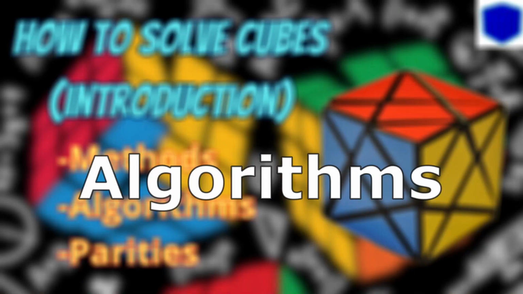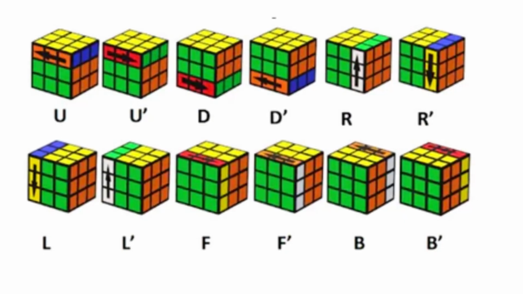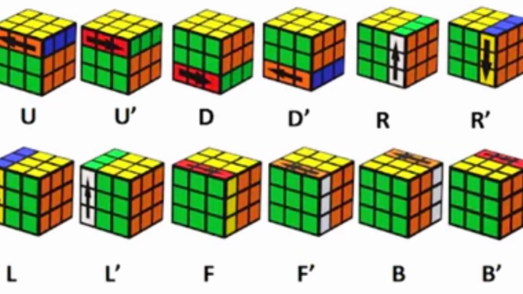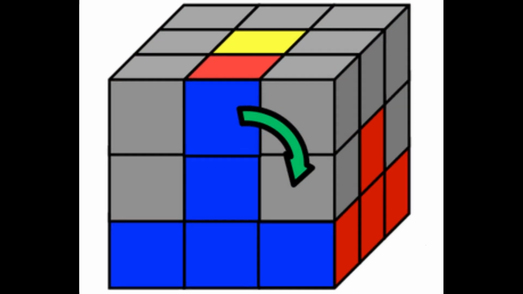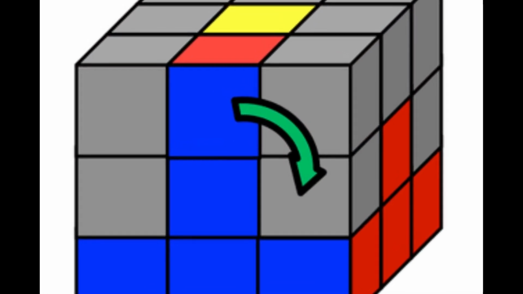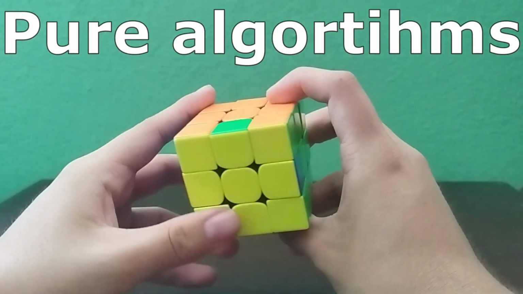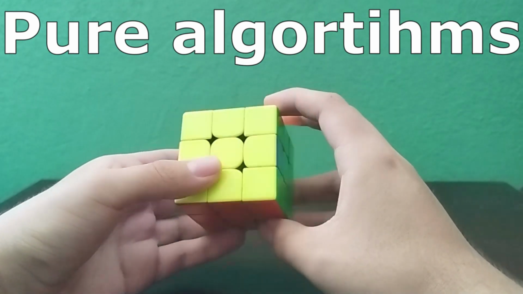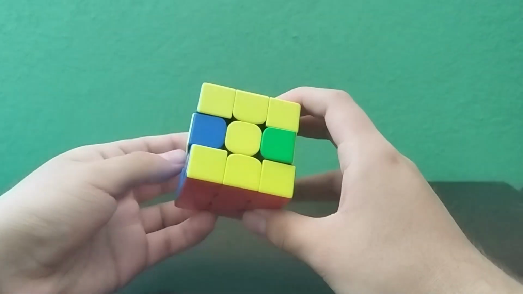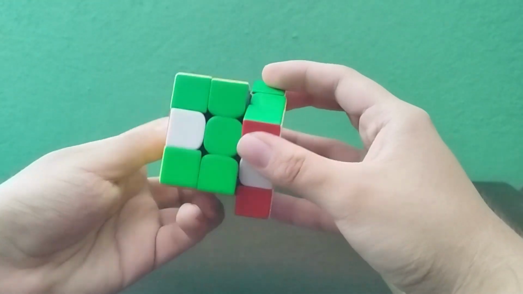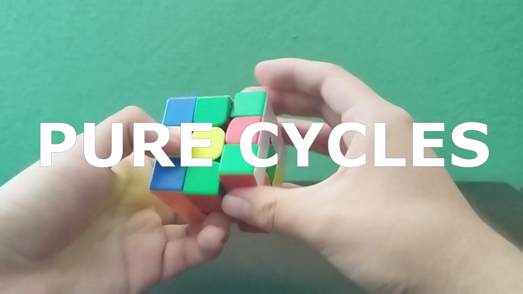Now we're gonna talk about the algorithms. The algorithms are sequences of movements that have a specific goal, like turning edges, interchanging corners, etc. In my opinion, we can classify them in pure and impure algorithms. The pure algorithms are those that respect the orientation of the centers. They are called commutators and conjugates. Some of the most powerful algorithms are the pure cycles.